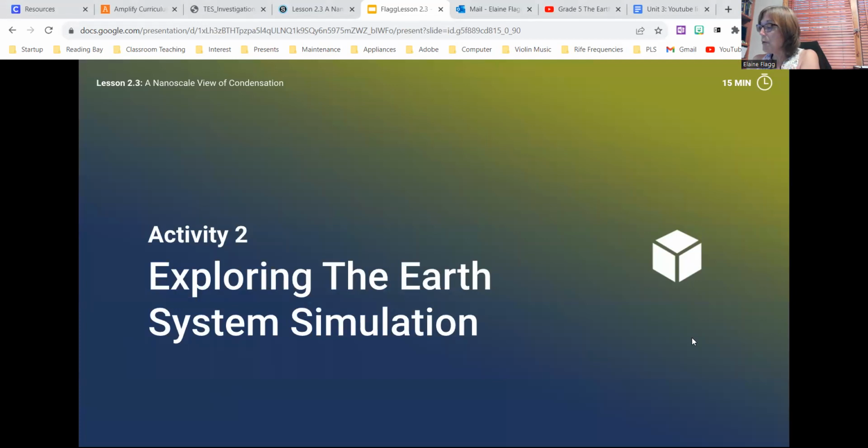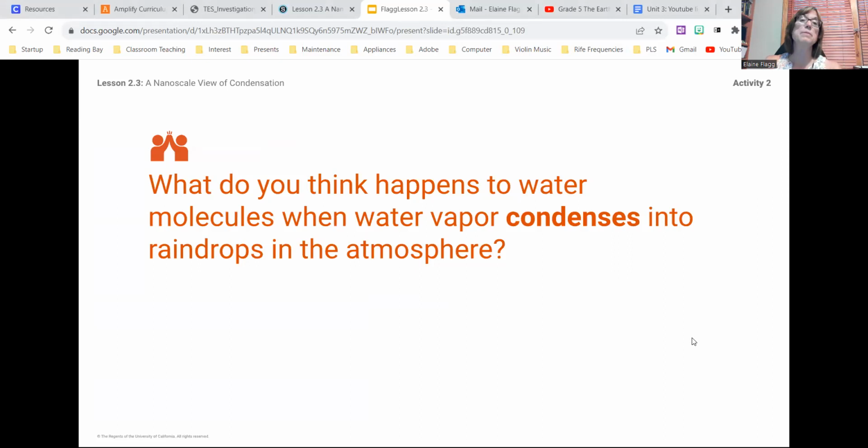Okay, so now we are going to be exploring the Earth system simulation. So the first question we ask is, what do you think happens to water molecules when water vapor condenses into raindrops in the atmosphere? So today we're going to use a digital simulation, or sim, to learn more about how raindrops form, both at the observable scale and the nanoscale. You will have time to explore the sim in pairs, and you will then use the sim to observe how raindrops form.